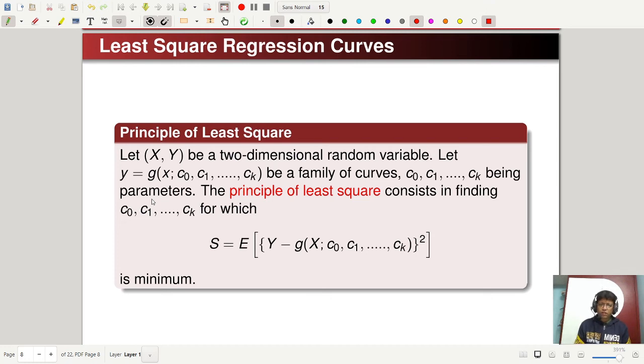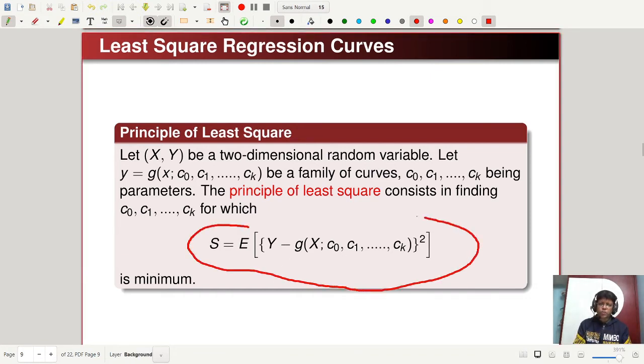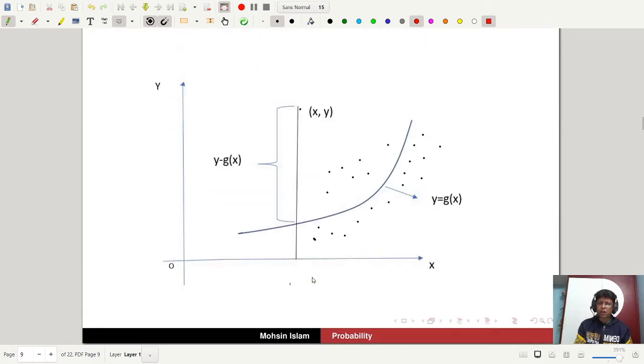The principle of least square consists in finding c0, c1, ..., ck for which S = E{Y - g(X; c0, c1, ..., ck)}² is minimum. So what is the concept behind the principle of least square? You have to find the parameters c0, c1, ..., ck for which the expectation of the squared deviation is minimum. The squared deviation is minimum. You have to choose these, and that is called the principle of least square.